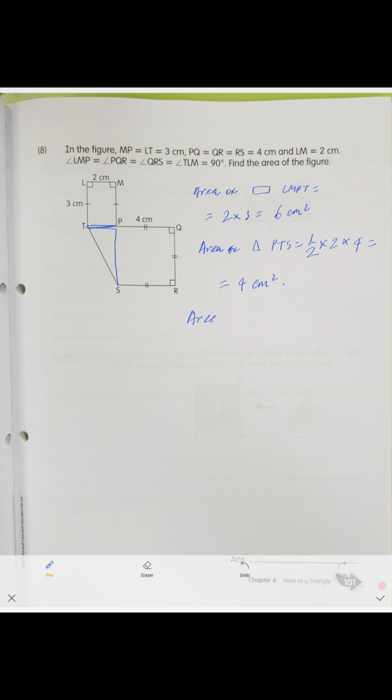Lastly, area of the square. Area of square PQRS is equal to what? Very easy, 4 by 4, right? 16 square centimeters. So last step, what do we do? You just put them all together. 6 plus 4 plus 16, right? Area of the figure: 6 plus 4 plus 16 is equal to 26 square centimeters. All right, that's it.